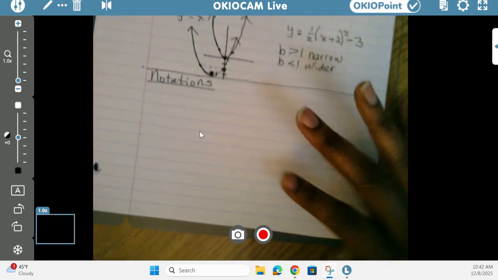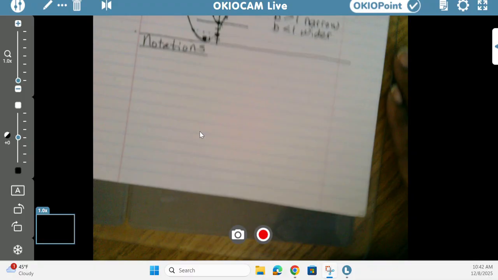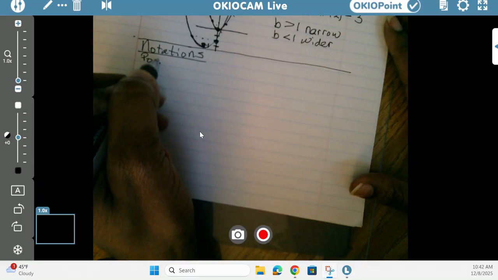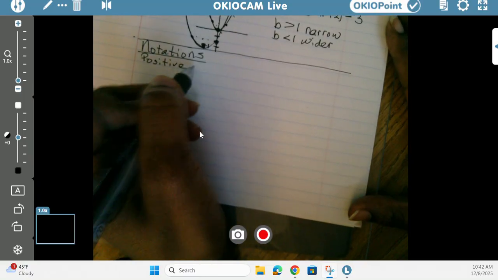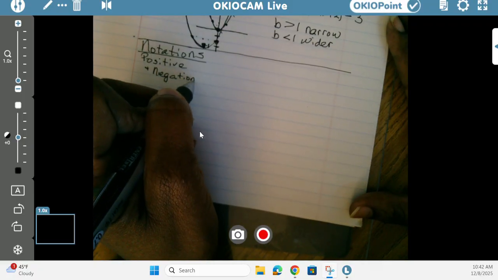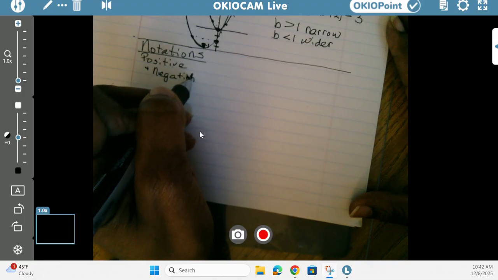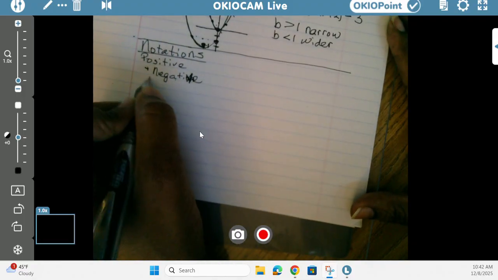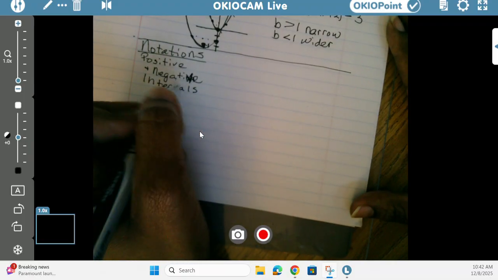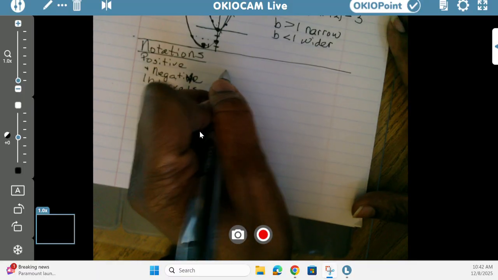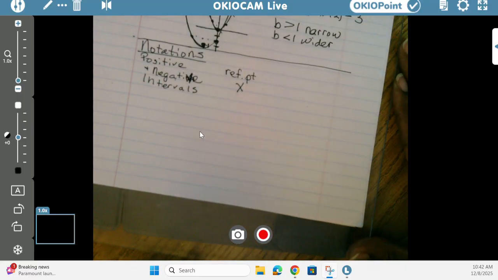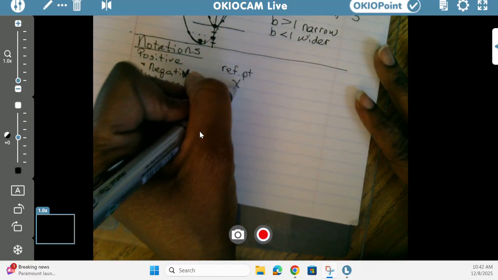We're going to hope that this sound is working because I need to talk about notations and quadratic functions. The first one is talking about when graphs are positive and negative. Positive and negative intervals. The positive and negative intervals are in regards to x as the reference point. It's all about the x.